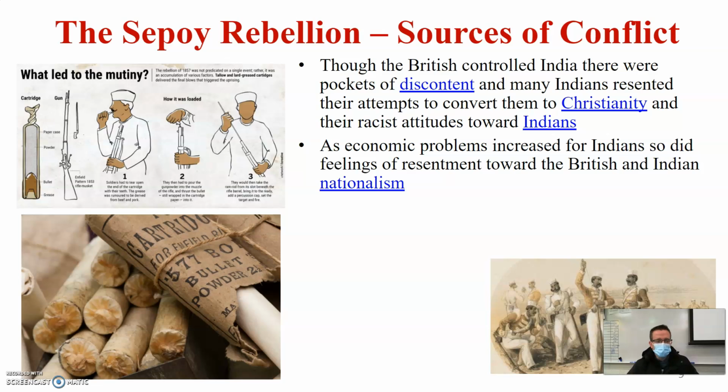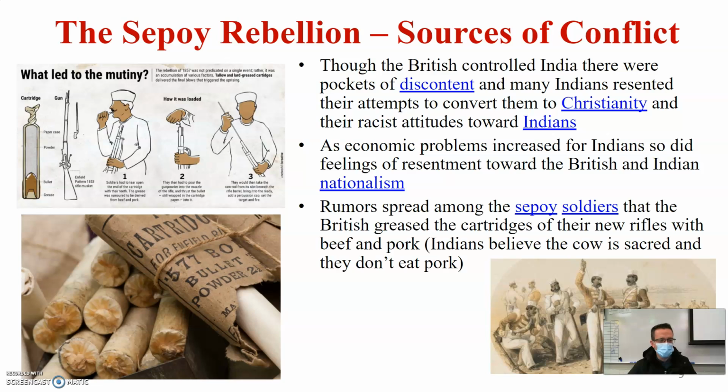So as economic problems increased, so did feelings of resentment towards the British, and that led to Indian nationalism. Because there was famine, there were food shortages, and also now it seems like they're attacking their culture and religion.